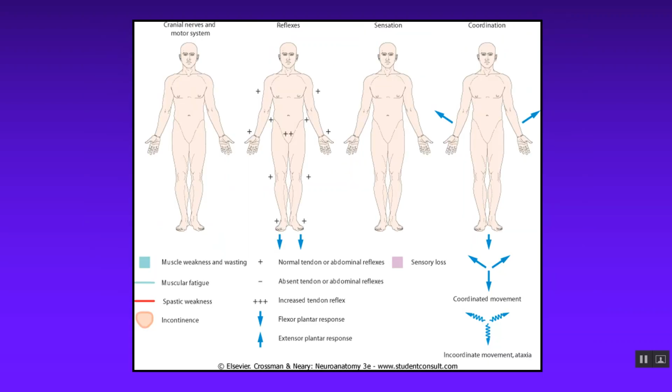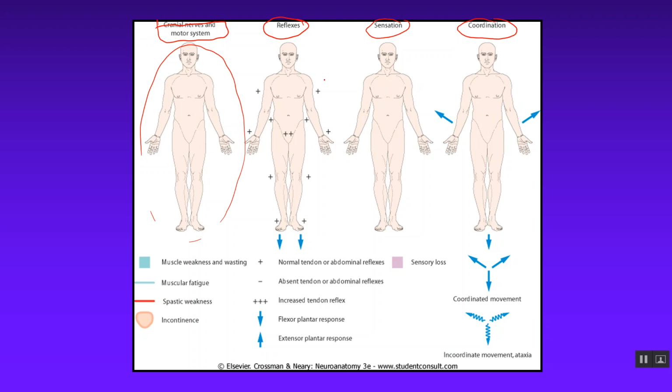Then you'll also typically see a schematic picture representation of the human body, and it's divided into 4 categories. They have cranial nerves and motor system, reflexes, sensation, and coordination across the top. This is representative of what a normal person's function is in those 4 categories. So if they show the representation of the person like this, where there's no mark on their body, nothing outlined, that means that's totally normal. This is a normal functioning cranial nerve and motor system, okay?